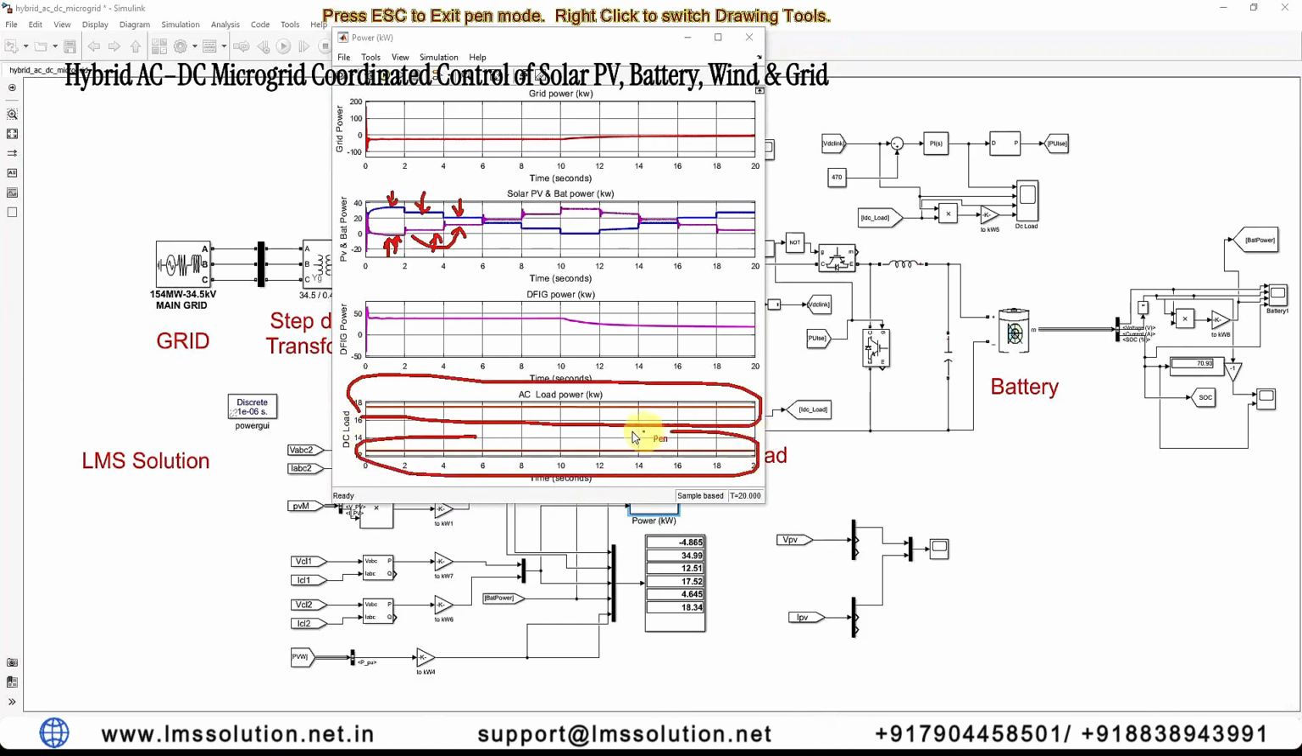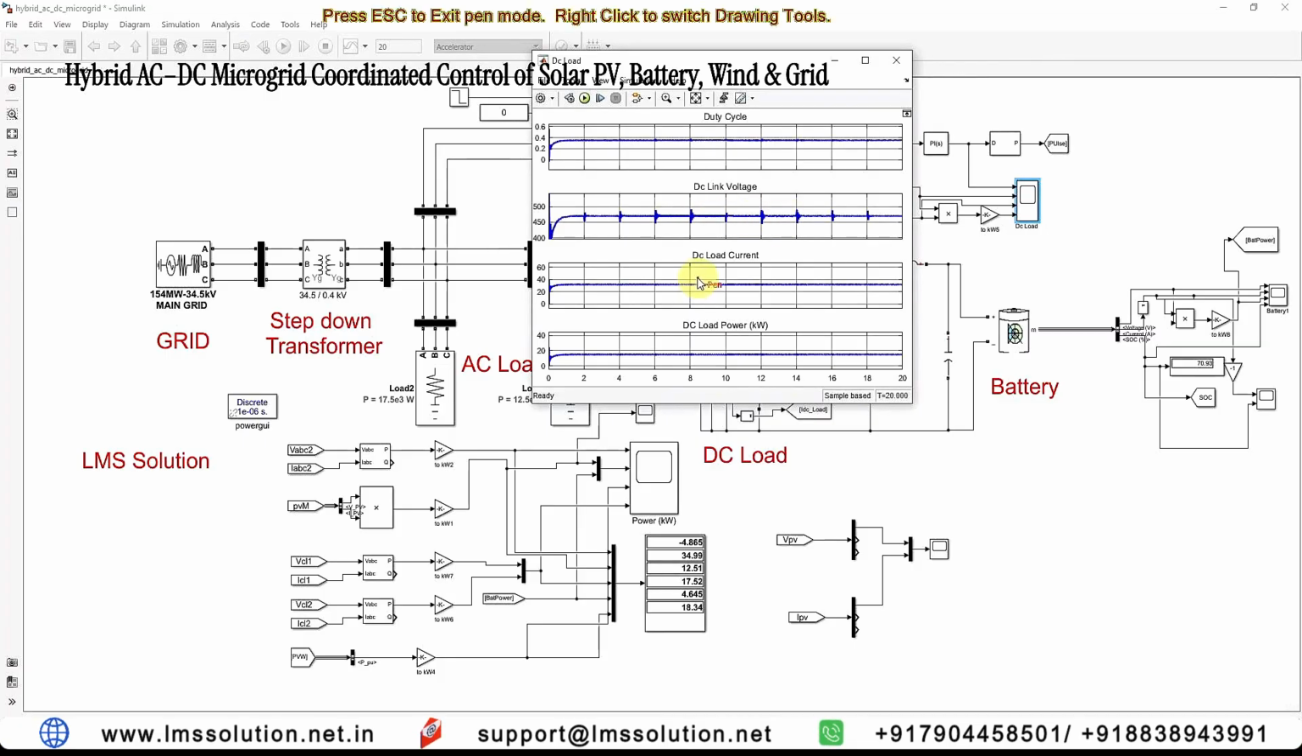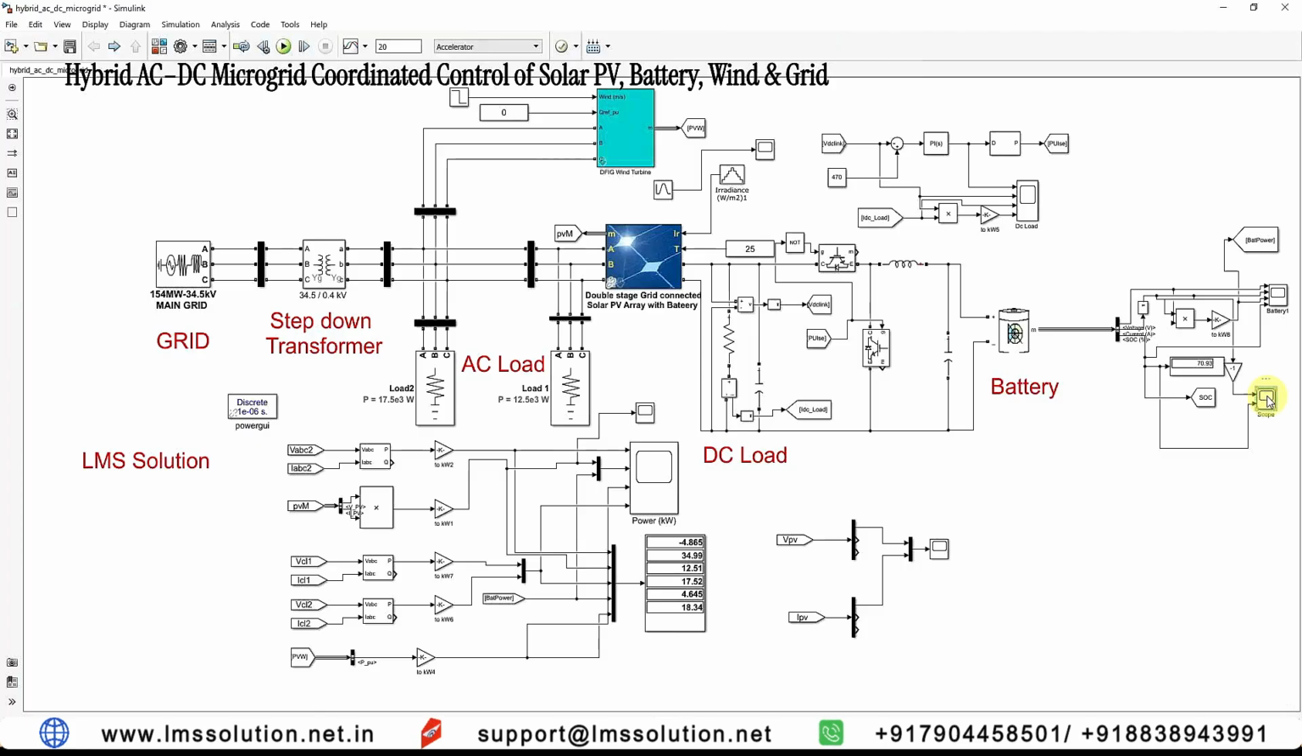Next you have to see the DC load. Here you can see that this is the duty cycle for the bidirectional DC converter, this is the DC link voltage maintained at around 470 volts, and this is the DC load current and then the DC load power. So the DC load power is maintained at 15 kilowatts under all operating conditions of the solar PV system. Next you have to see the source.